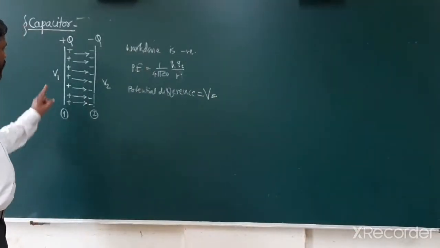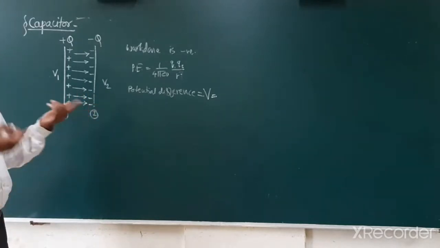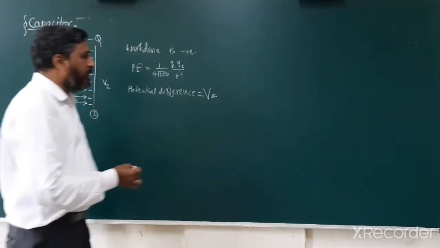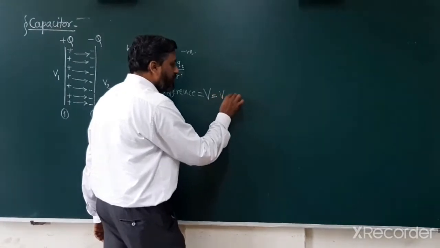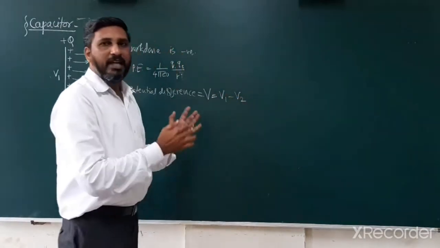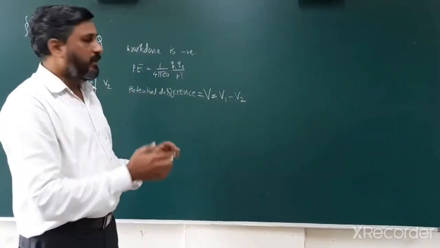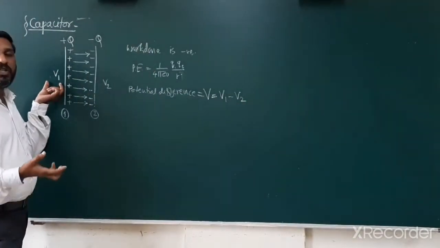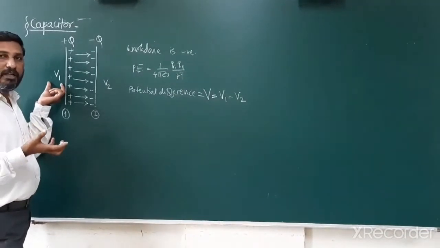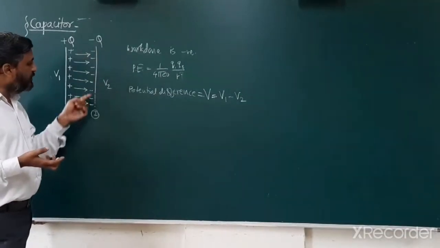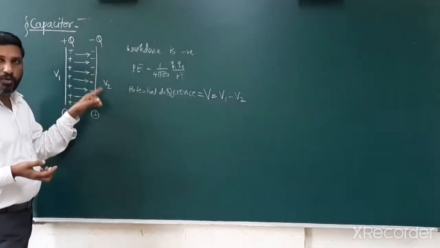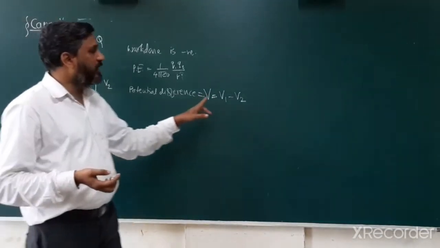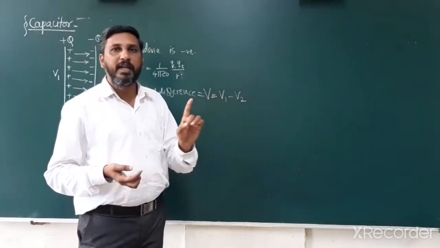Potential difference means what? V1 minus V2 or V2 minus V1. Now it will be very simple. When you take the difference, take larger minus smaller. Here positive charge is there, so its potential is positive, and positive is always greater. Here the charge is negative, so its potential V2 is always smaller. So the potential difference becomes V1 minus V2.